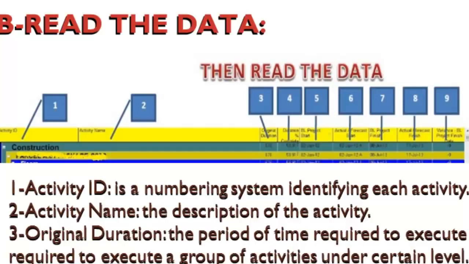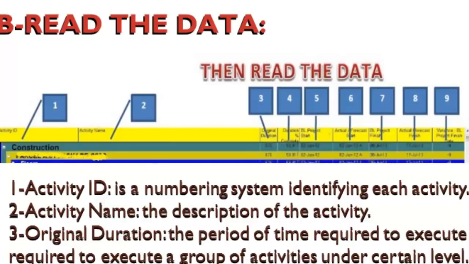Number 4, duration percentage complete. This is the activity percentage completed from the time point of view. And this percentage complete indicates the forecast completion date, which is in item number 8. This is the forecast completion date. As I mentioned before, this is only a quick view of the Primavera layout, and we will know in detail what Primavera looks like when we come to this point.